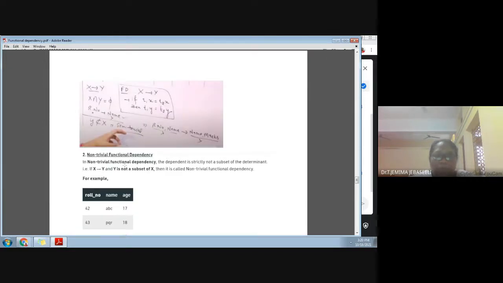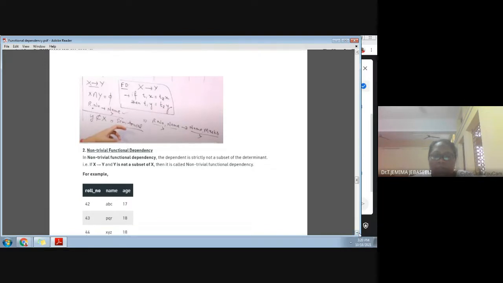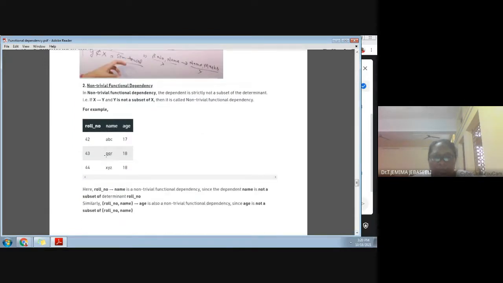In a non-trivial functional dependency, the dependent is strictly not a subset, whereas in the previous one it is a subset. When you consider this, how to write it? In a mathematical expression, you can write it this way. Consider an example: roll number and name, everything is unique. And take another combination: roll number, name, and age.